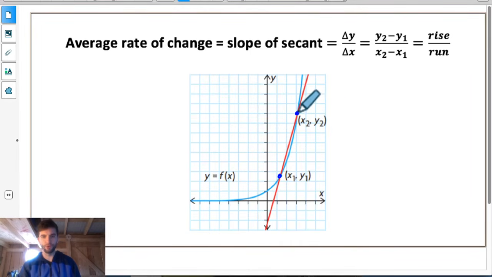And then to find the slope of the line between those 2 points, we just do the change in the y values, so y2 minus y1, over the change in the x values, x2 minus x1. So that's where this formula comes from here.